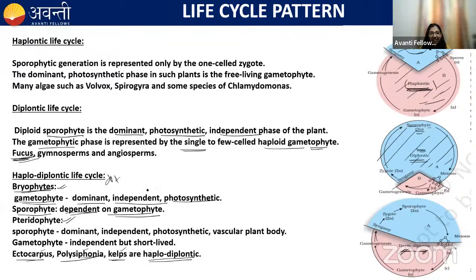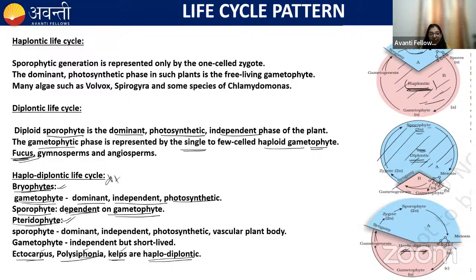In bryophytes, the sex organs are present on the gametophyte. And when the fusion occurs, the zygote is formed. This zygote produces a multicellular sporophyte, and the sporophyte is differentiated into foot, seta and capsule. The sporophyte is attached to the gametophyte in bryophytes, so it is dependent on the gametophyte for its nourishment and development. Please remember that in bryophytes the main plant body is the gametophyte, which is dominant and independent, but the sporophyte is dependent on the gametophyte.